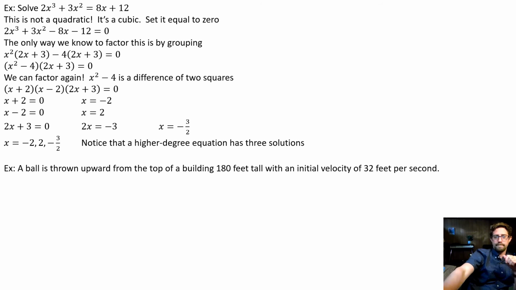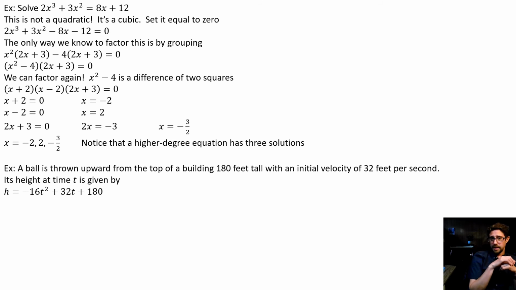Okay. This equation gives its height at time t. So just write that down. It's -16t squared plus 32t plus 180. Don't worry about where I got it. We can't really get that stuff until Calc 2.